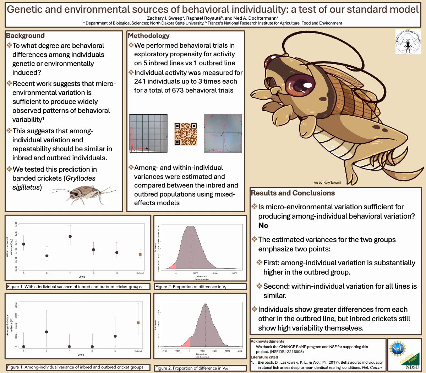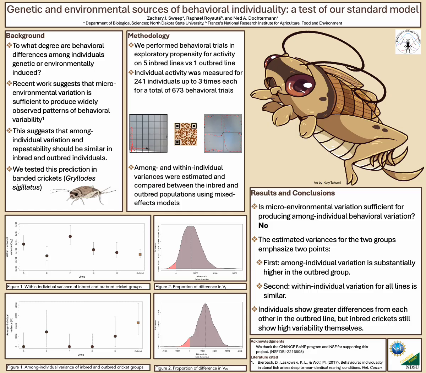And a lot of this was based around work done with Amazonian mollies who reproduce parthenogenically that suggests that microenvironmental variation can cause behavioral variability. And this study was done in Gryllodes sigillatus, and we predicted that the individual variation would be similar in both inbred and outbred individuals.